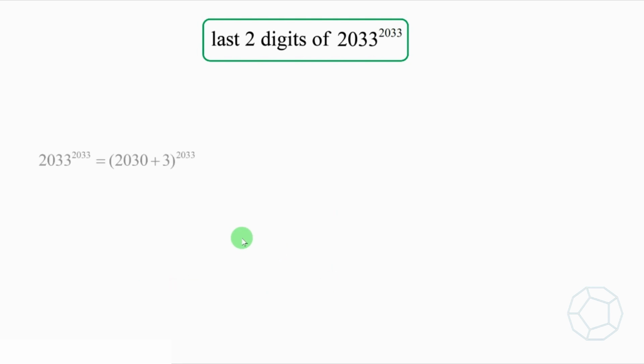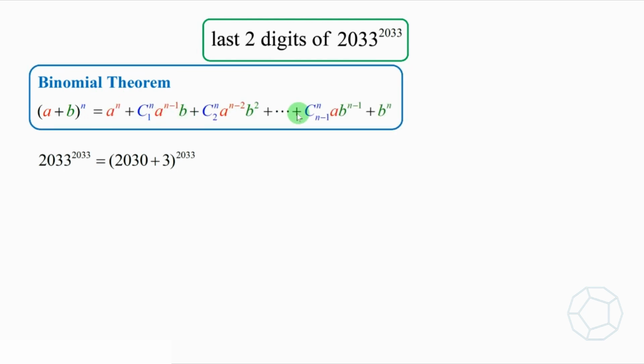We change the base 2033 as a sum like this. Now, (2030 + 3) to the power of 2033 is in the form of (a + b) to the power n. So we're going to use the Binomial Theorem to expand it. Here, the a terms are in red, the b terms are in green, and the binomial coefficients nCr are in blue. We shall use this color code throughout the whole video.